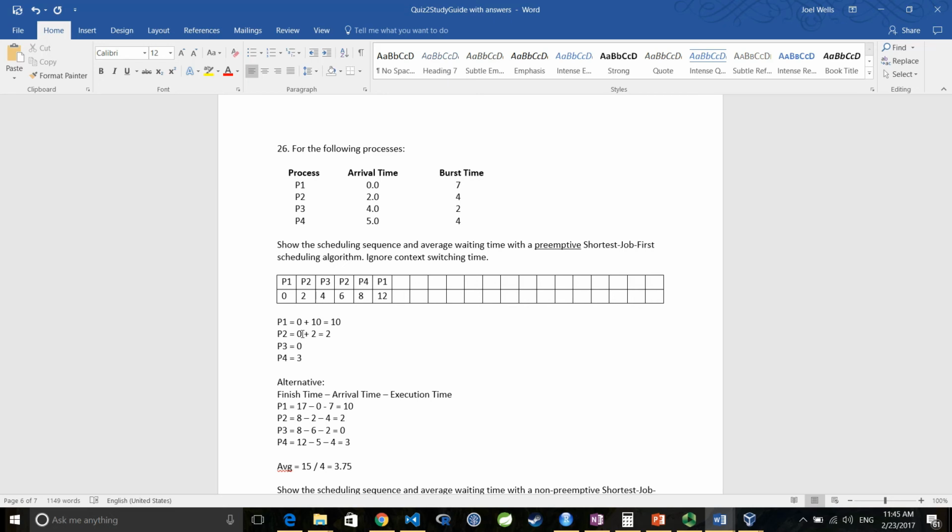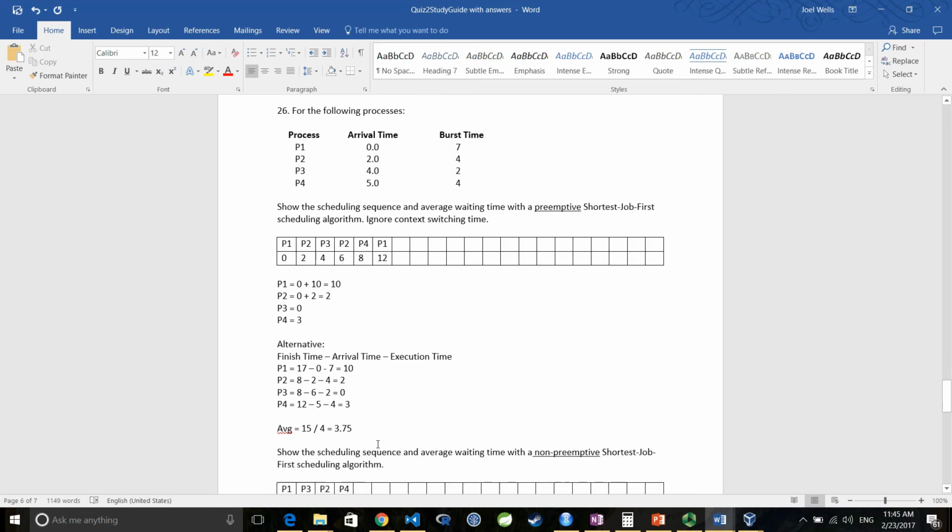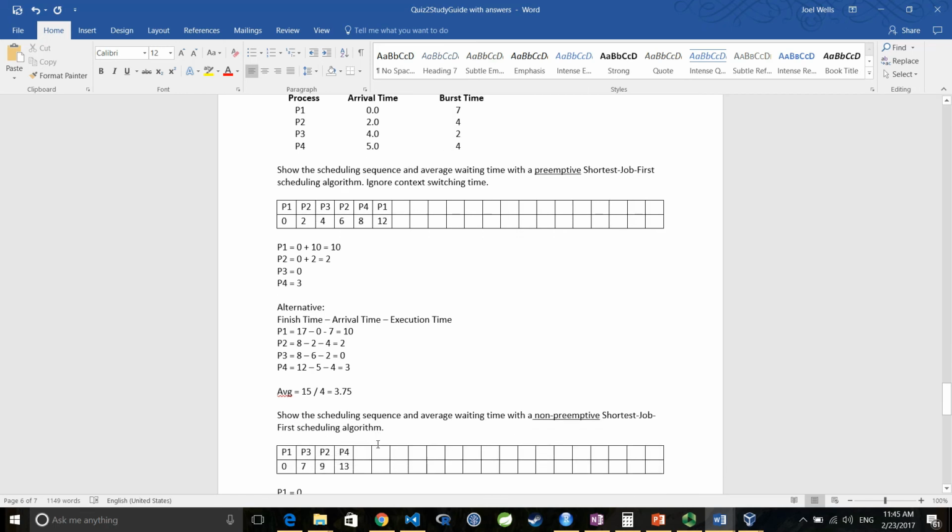And then this is just more of the same, where P3, even though it starts late, actually didn't wait at all. It started executing as soon as it arrived. So another way of looking at this is to look at wait time as finish time minus arrival time minus execution time. And this just illustrates how the computation comes out the same. So you get a total of 15 divided by 4, an average wait time of 3.75 time units.